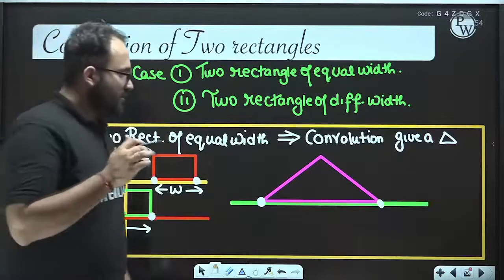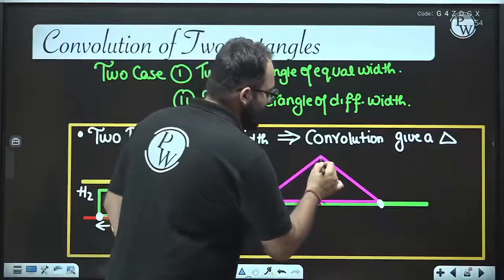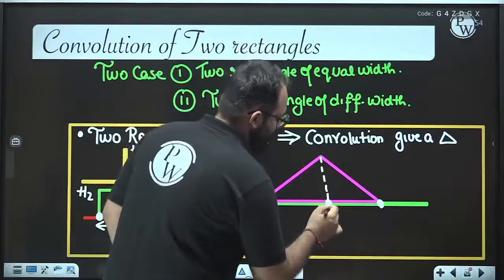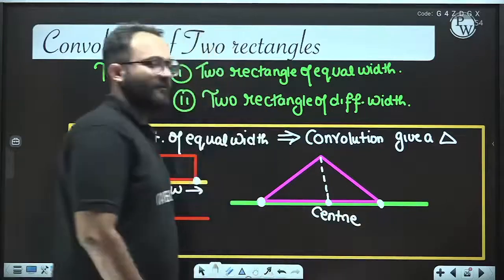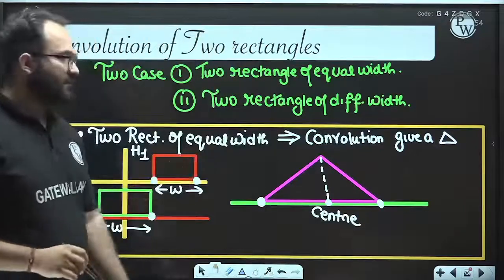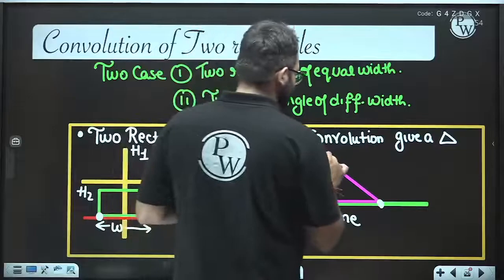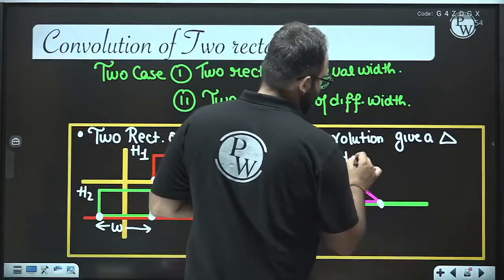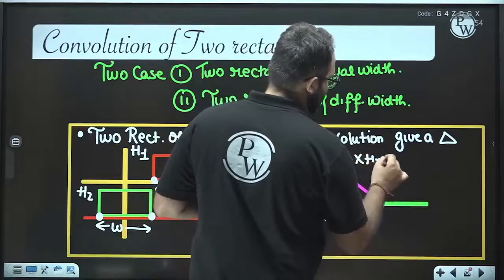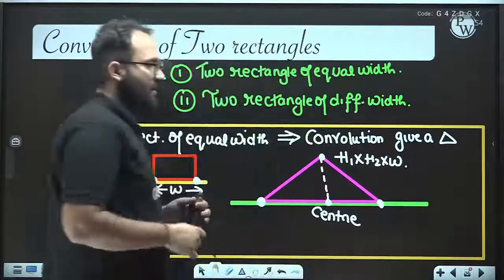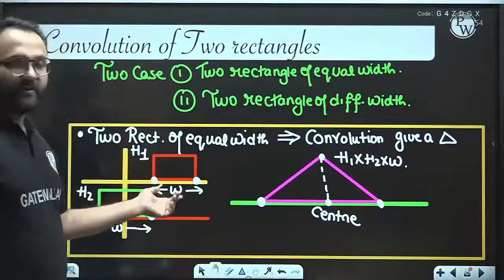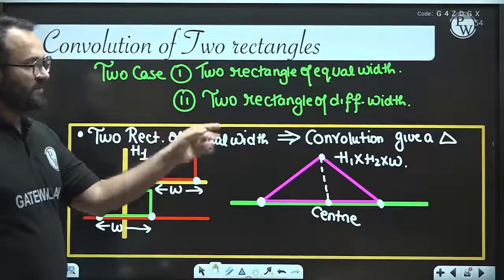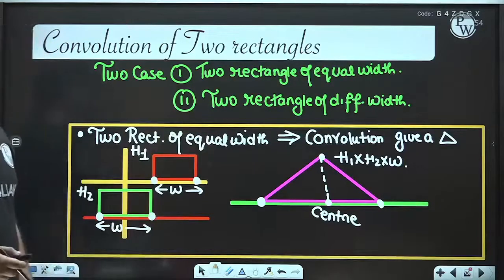Now, it will be maximum at the center, and what will be the maximum value? The maximum value will be equal to height h1 multiplied by height h2 into width. Okay, height of rectangle 1, height of rectangle 2, and width. So we have to multiply h1, h2 and w. So this is the result. Okay, so let's see an example.